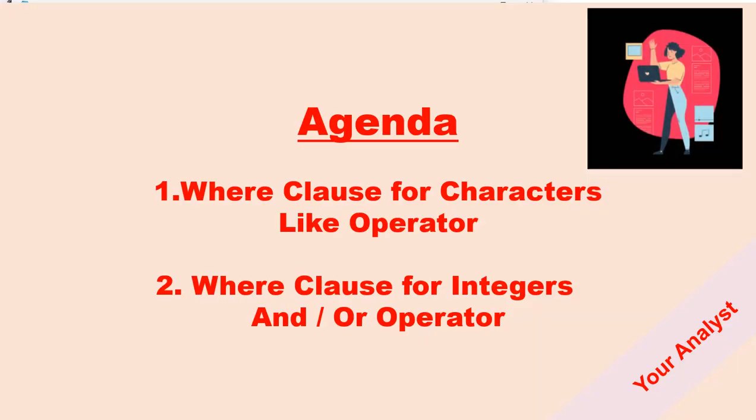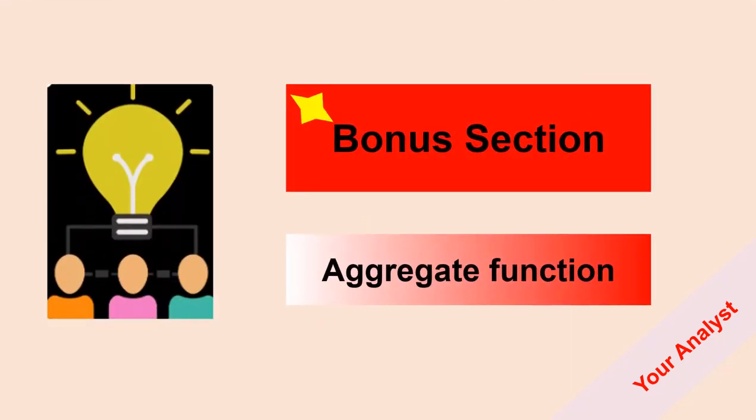So let's get to the agenda first. First, we will learn how to filter in SQL by using the where clause, where we'll be filtering data for character data types, and we'll be using an operator called like. Next, we'll be learning filtering for integer data types by using operators such as and, or, etc. At the end, there is going to be a bonus section where we'll be introducing one of the aggregate functions and try to solve a problem.